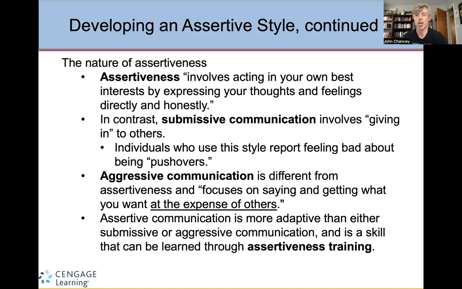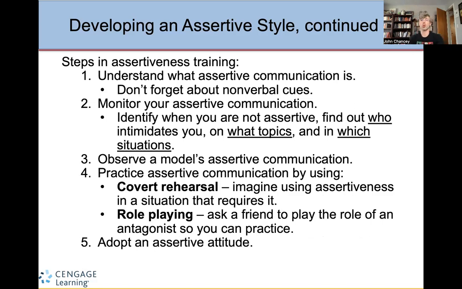So the research shows, in terms of adaptiveness, assertive communication is more adaptive compared to submissive or aggressive communication. And assertiveness is a skill that can be fostered and developed with practice. So things you can do. Obviously, this isn't the end all be all, but the first step is to understand what assertive communication is. Don't forget about those nonverbal cues. Monitor your own assertive communication. Maybe identify when you're not being assertive, and take notes of that. Maybe there are certain people or topics or situations where you start to fall out of that assertiveness.